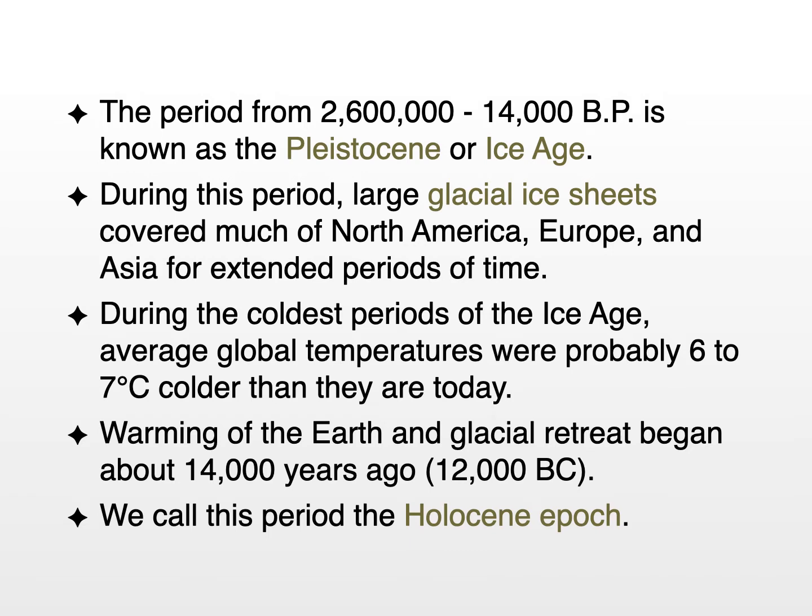Warming of the Earth and glacial retreat began about 14 thousand years ago, or about 12,000 BC. So we call this period of warming that extends to today the Holocene epoch.